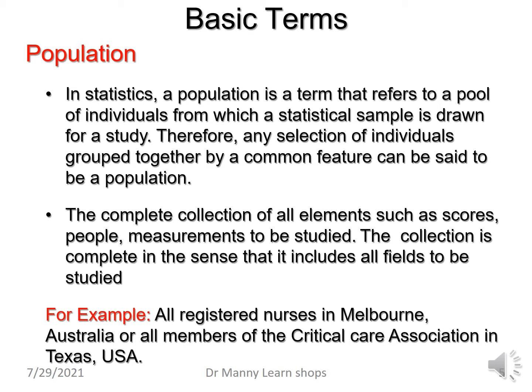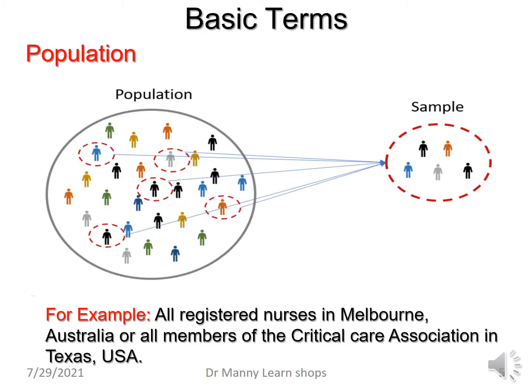The complete collection of all elements such as scores, people, measurements to be studied. The collection is complete in the sense that it includes all fields to be studied. For example, registered nurses in Melbourne, Australia, or all the nurses or members of the Critical Care Association in Texas in the USA. A population. From that we extract a sample to represent that population.